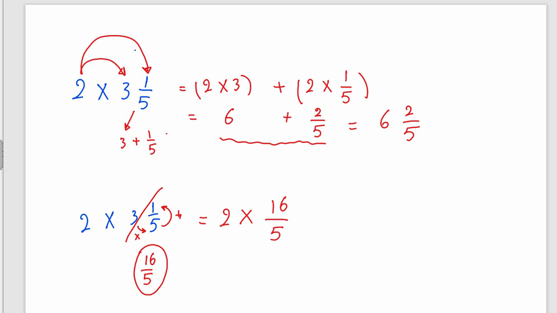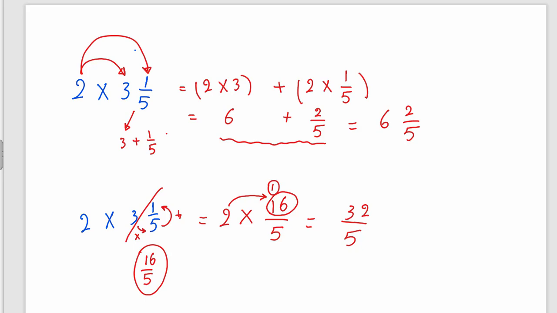Now multiply the whole number by the numerator only. So we multiply the 2 by the 16 only, not the 5. We have 5 in the denominator. 2 times 6 is 12, write 2 and carry up 1. 2 times 1 is 2, plus 1, 3. And this is the answer, 32/5.